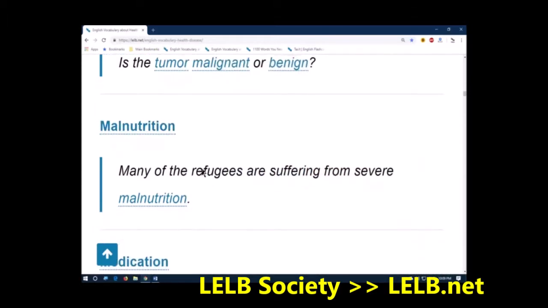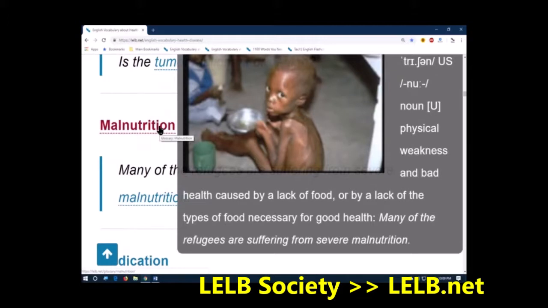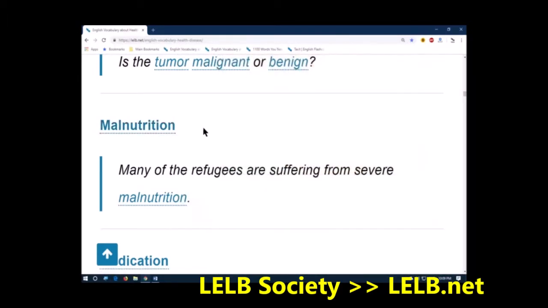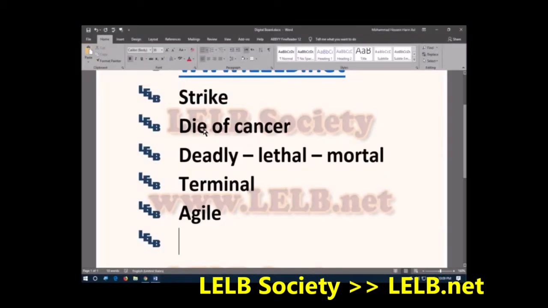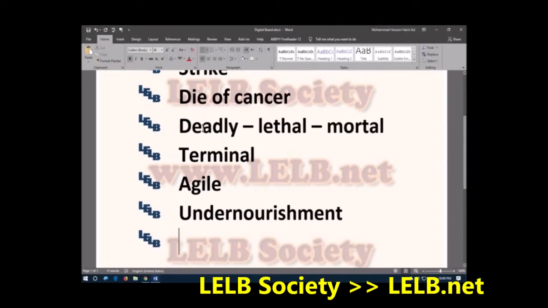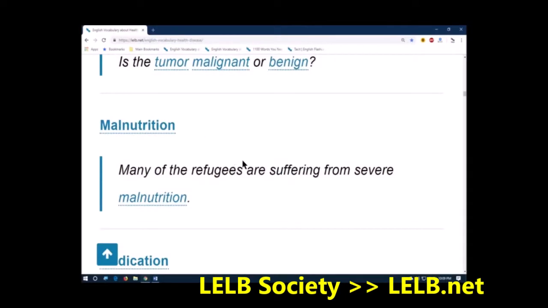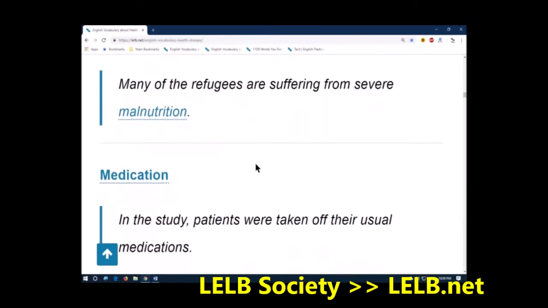Malnutrition. It means physical weakness and bad health caused by a lack of food or by a lack of the types of food necessary for good health. Undernourishment. Many of the refugees are suffering from severe malnutrition. Mal in Latin means bad. Okay, wrong.